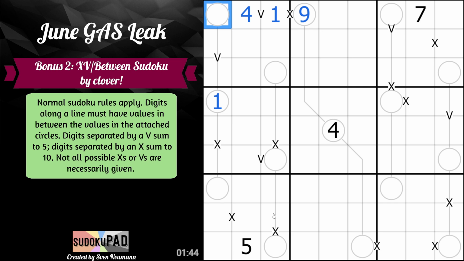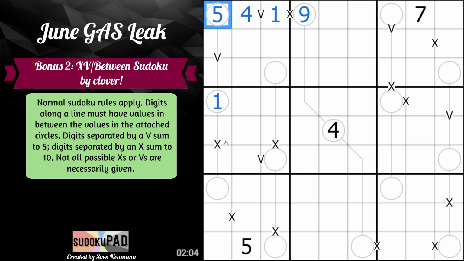And actually it needs to be exactly 5, because if we look, where does 5 go in this column? 5 can't go here. It can't go on the X. It can't go on the V. It can't go on the V because you would need a 0. It can't go on the X because you need another 5. And obviously 5 is not 1. So this is exactly 5.